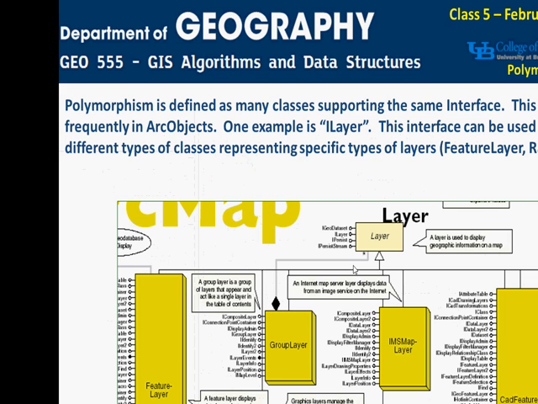One term: polymorphism. I might ask that on the quiz. Those are the type of questions that I would ask on the quiz. What is polymorphism? And you go in the notes and find general things like that. Polymorphism is many classes supporting the same interface. This happens all the time in ArcObjects. So you have an interface ILayer, but there are a lot of different specific types of classes that can inherit into ILayer. Your feature layer is vector-based GIS data, raster layer for grids, CAD feature layer if you're adding AutoCAD data in. That's an example of polymorphism.